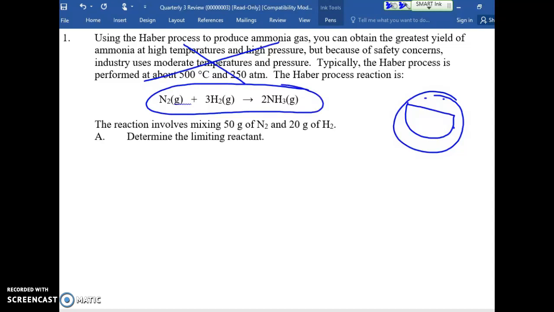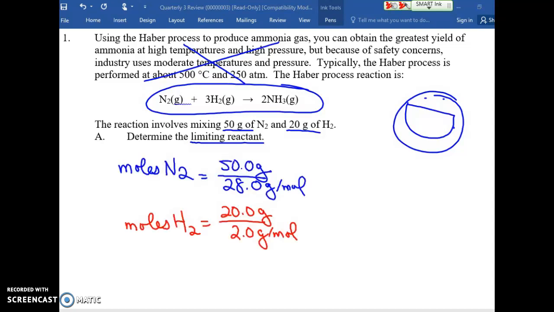Before we can determine what the limiting reagent is, we're going to have to convert these masses to moles. So why don't we attend to that right now? Of course, we take the mass of N2 and its formula mass, 14 plus 14, the quotient, and we do the same for the 20 grams of hydrogen. Its formula mass is H2. When we solve, we get 1.79 moles of N2 and 10.0 moles of H2.